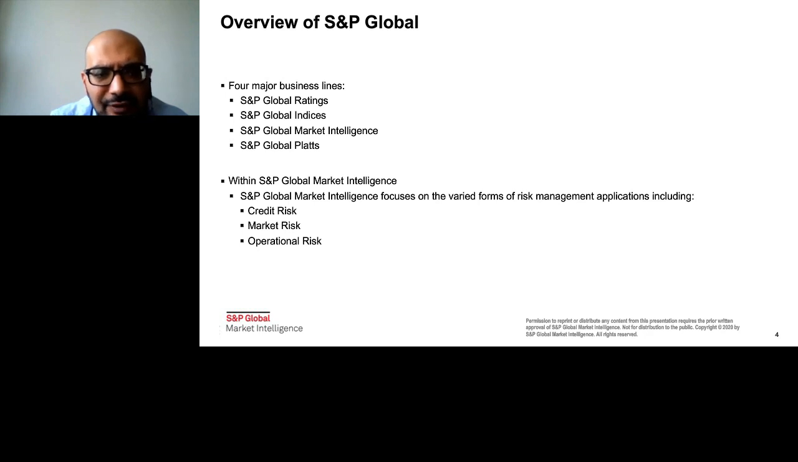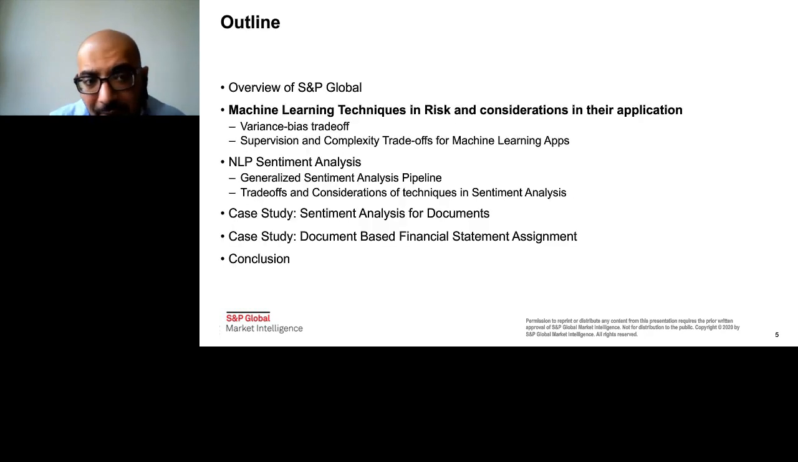In S&P Global Market Intelligence, some of the risk management applications include credit risk, market risk, and operational risk, in addition to supply chain and just general transparency around entities, public and private.